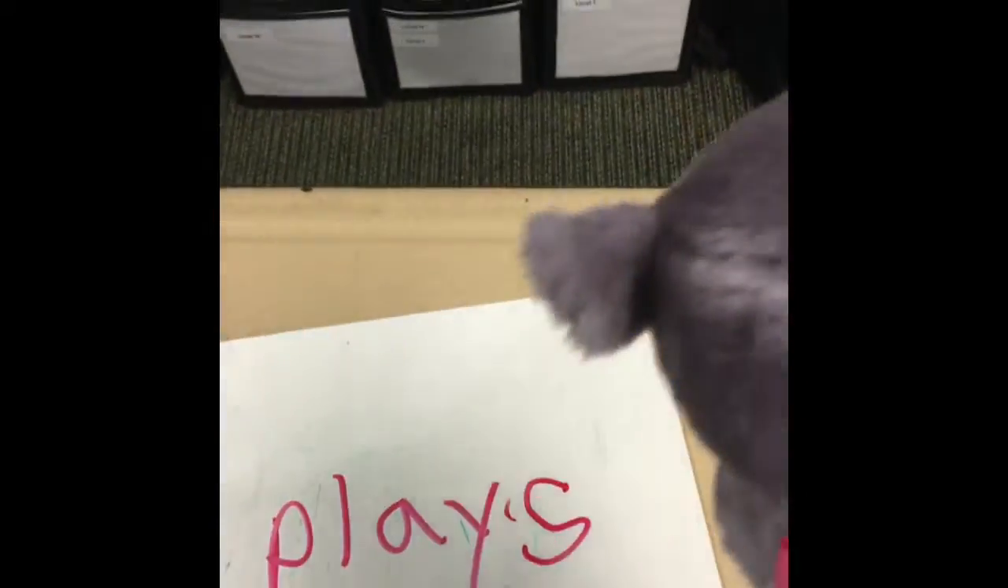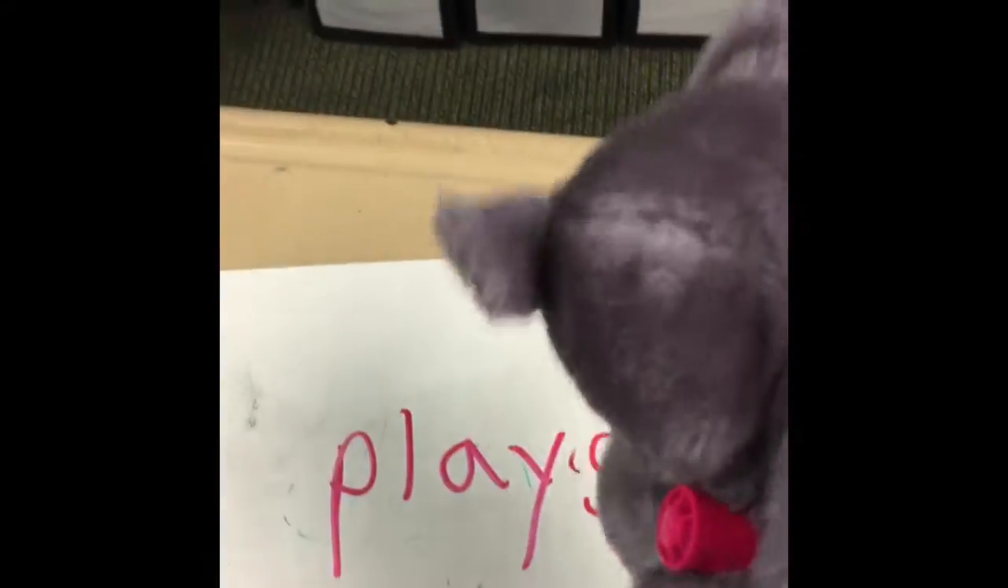Now, if I was to add an S here, okay, we will have the present tense verb plays. So this word tells us he plays at the park. This tells us that the sentence is a present tense sentence.